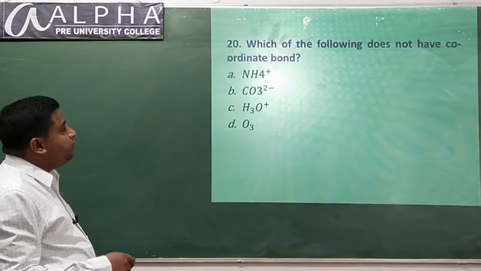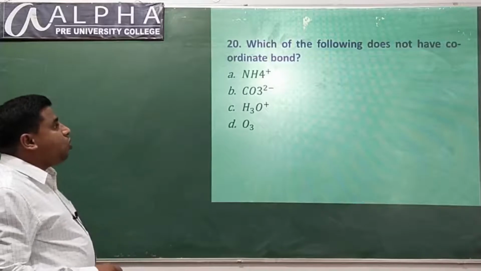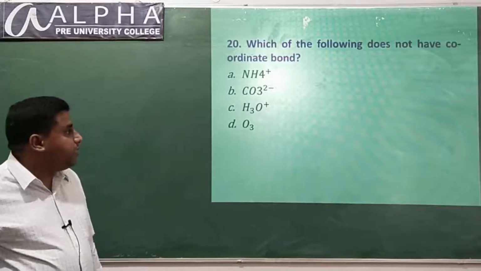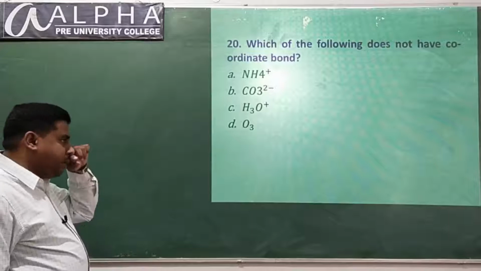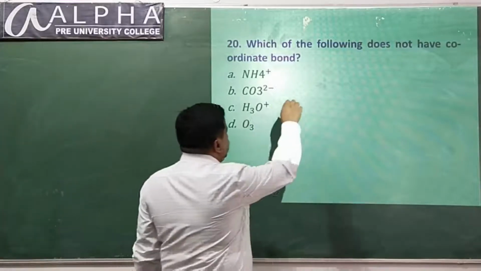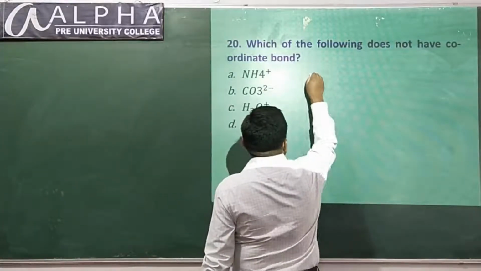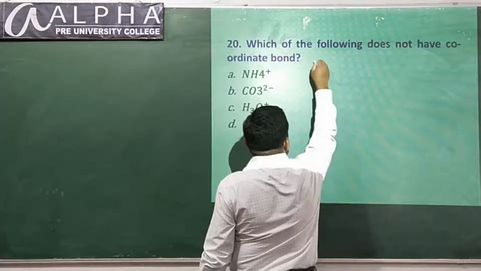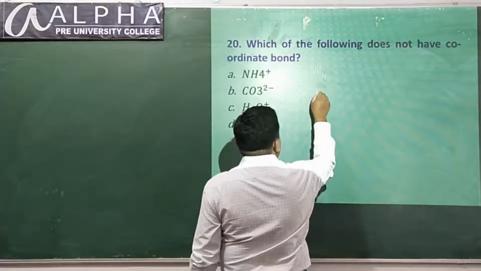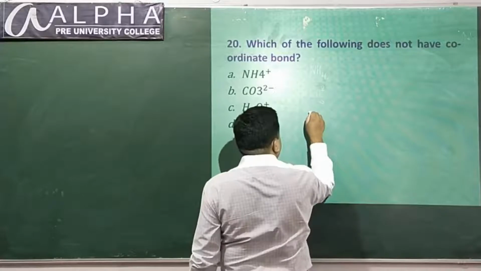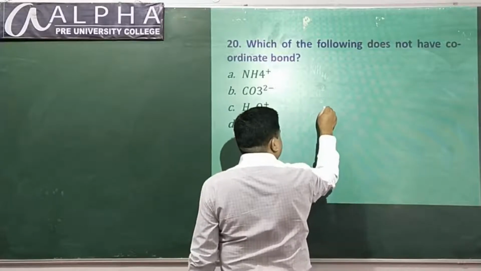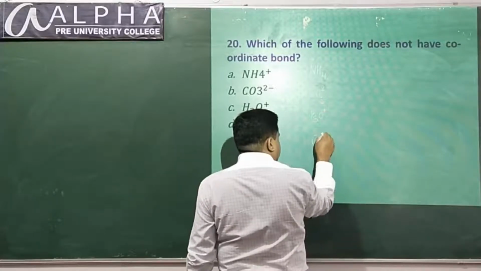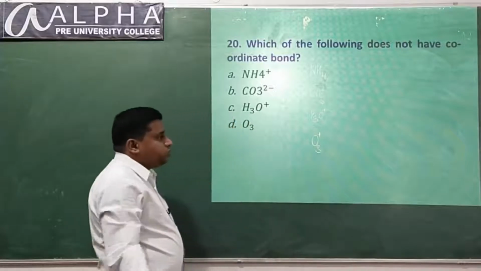Which of the following does not have a coordinate bond? The options are NH4 plus, CO3 2 minus, H3O plus and O3. I have told you what a coordinate bond is.